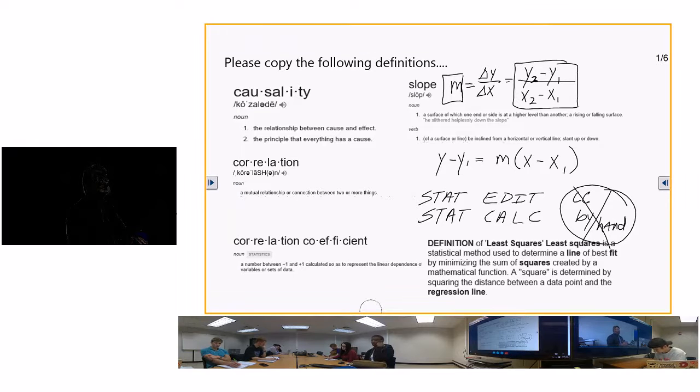Causality, correlation, correlation coefficient, slope, and least square regression, because that's what we're going to be talking about. We're going to be talking about regression and the slope and the rate of change. Make sure you put rate of change beside slope, because slope and rate of change is the same thing.